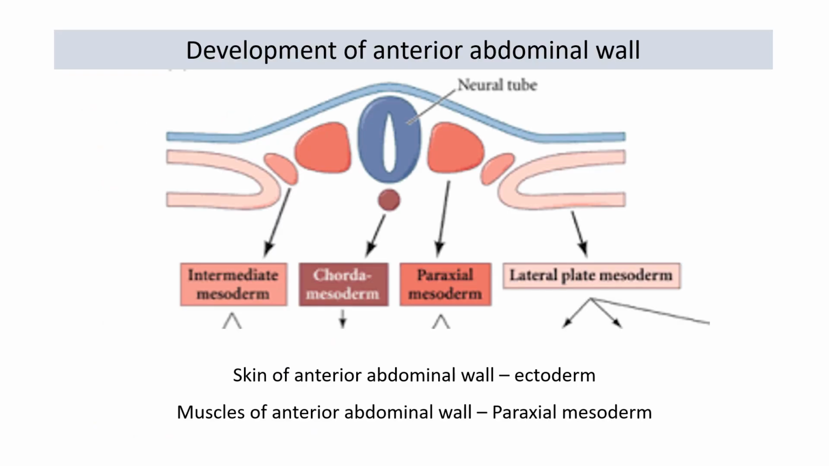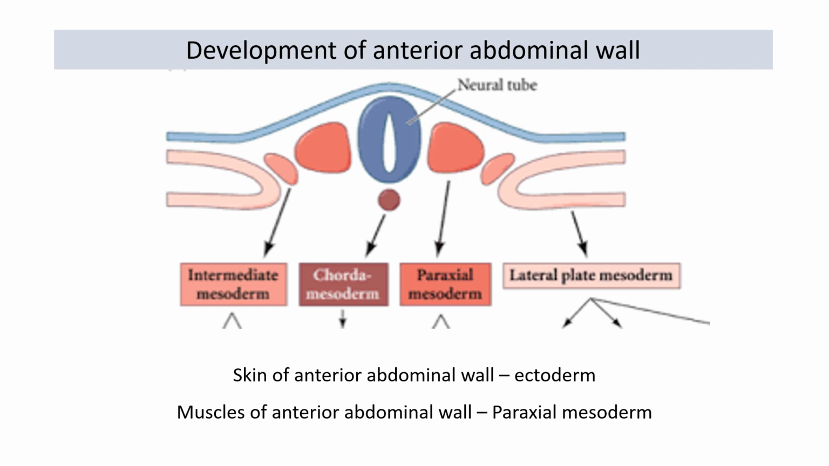A word about the development of the anterior abdominal wall. In this anterior abdominal wall, there is surface ectoderm, the mesoderm, and the endoderm. So the surface ectoderm, or you can say the skin, is derived from the ectoderm, that's the basic germ layer. But the muscles of the anterior abdominal wall are derived from the paraxial mesoderm. This is the neural tube in this picture, and on either side of the neural tube you can see there is paraxial mesoderm, intermediate mesoderm and lateral plate mesoderm. Let's concentrate only on the paraxial mesoderm.